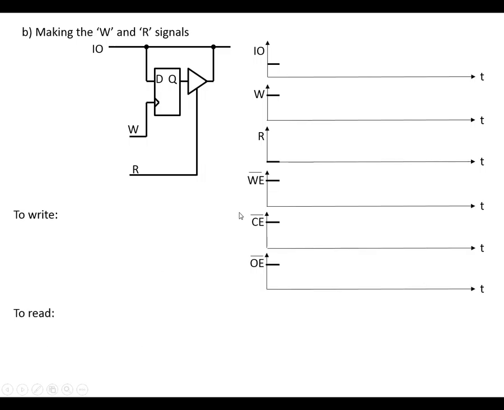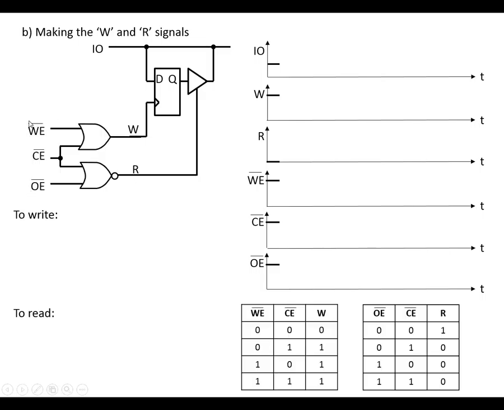Now to connect this in with what we've got in the memory modules, we need to make the read and write lines from the control pins. So we've got control pins here: write enable, chip enable, and output enable. We're going to connect them using these logic gates, an OR and a NOR. We've got truth tables down here that I'll refer to. And in the timing diagram, we've got the control inputs, the read and write signals, and the data line here.